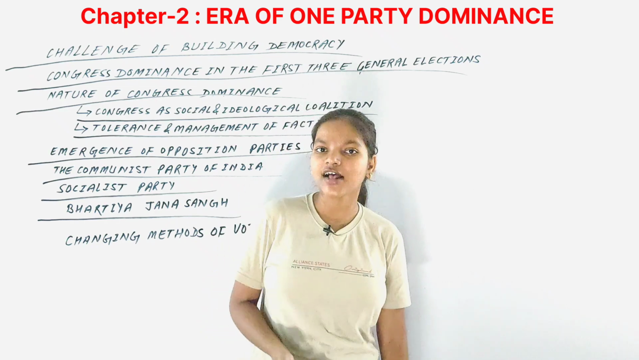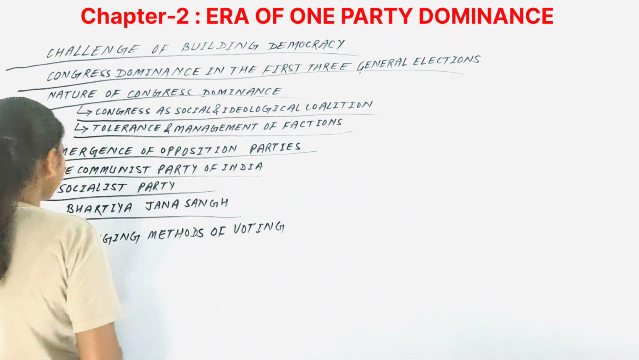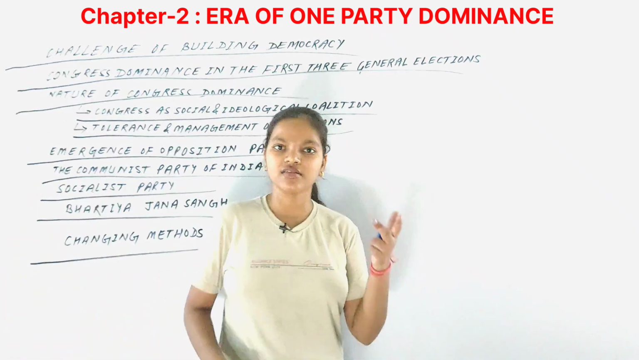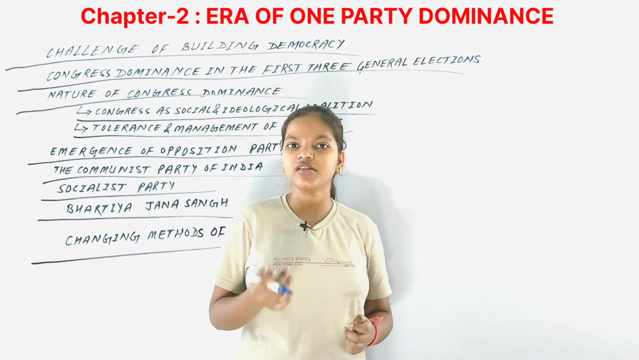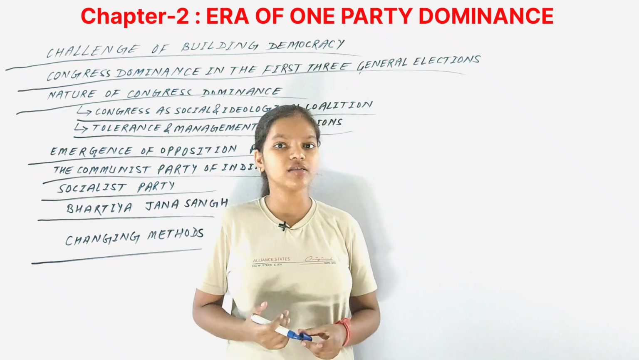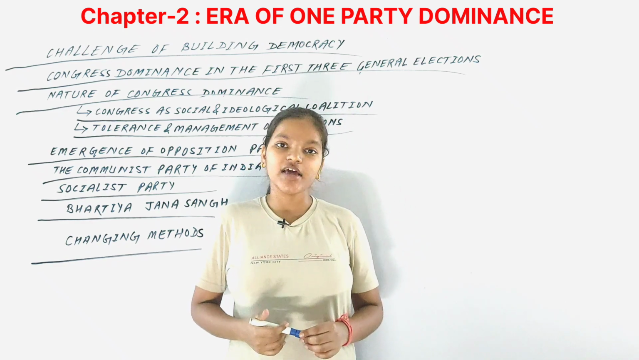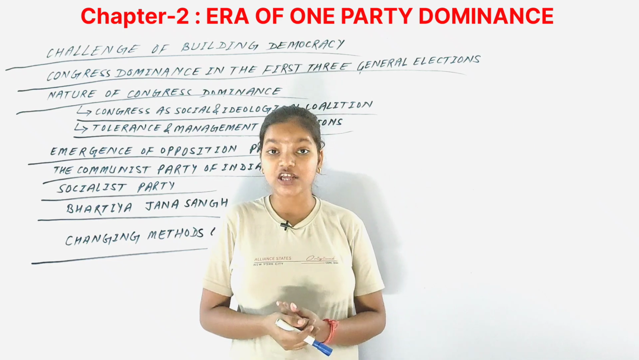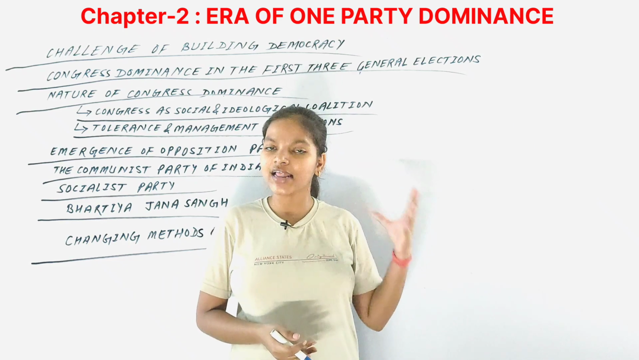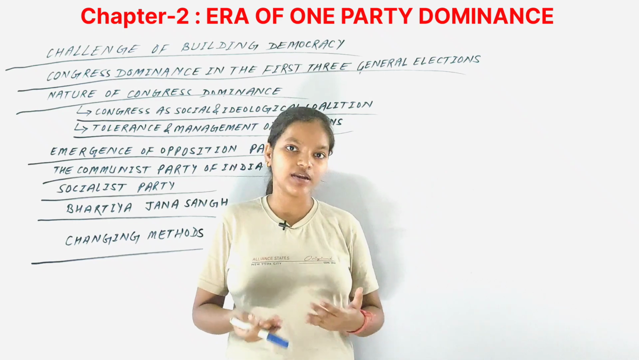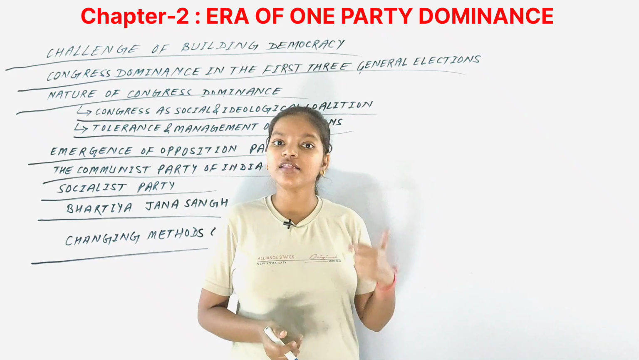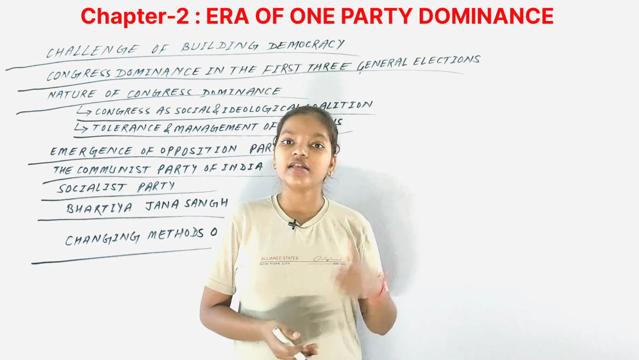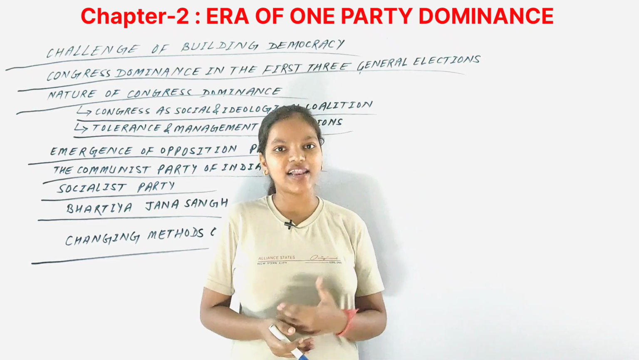Now, the next and last topic of this chapter is changing methods of voting. We have already discussed elections and different things related to elections, but what about the methods of voting? Today we vote using EVMs, electronic voting machines, but from the first general election, has it been the same? No, it hasn't been. Earlier, in the first general election, the method was completely different. At that time, people used ballot papers.